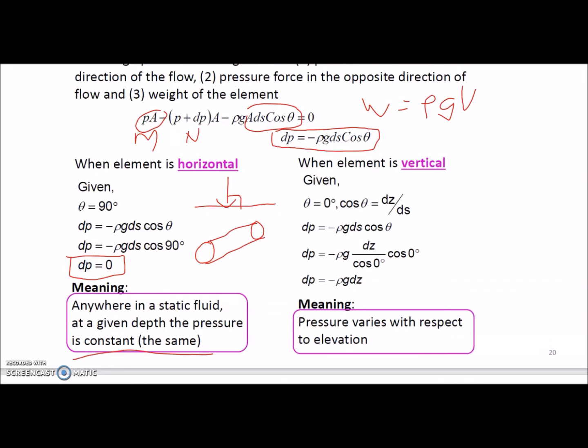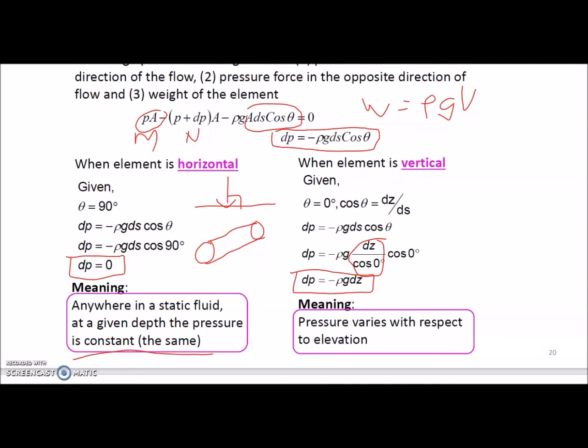For vertical, the angle is 0 degrees, and cos theta is dz over ds, and we substitute this inside the formula. So ds is dz over cos theta, cos 0. Then we get the change of pressure is negative density times gravity times change of z.